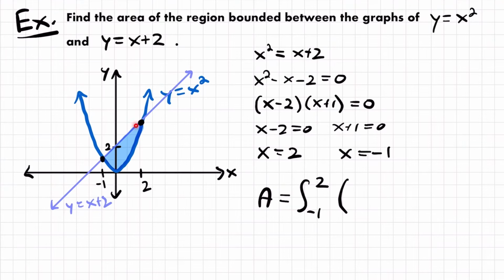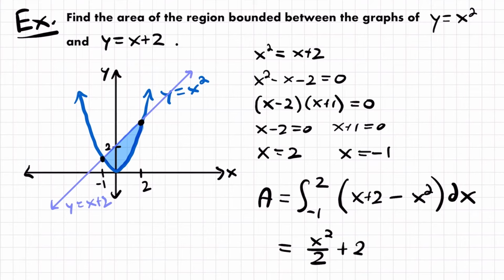This line is the top function for the whole region, and this parabola is the bottom function for the whole region as well. Okay, so now we're going to have x plus 2, the top function, minus the bottom function, x squared. And then we'll have dx, and now we have an integral that we can solve. And so if we integrate using the power rule of integration, we will have that this is equal to the integral of x. We will add 1 to the exponent and divide by that exponent to have x squared divided by 2, plus the integral of 2, and that's just going to be 2 times x, right?